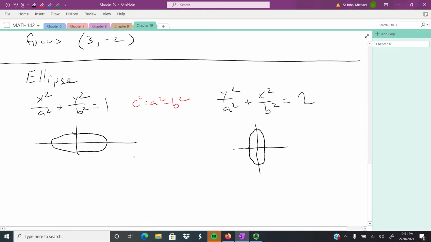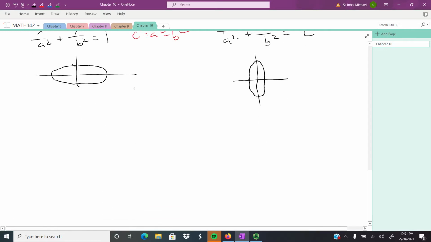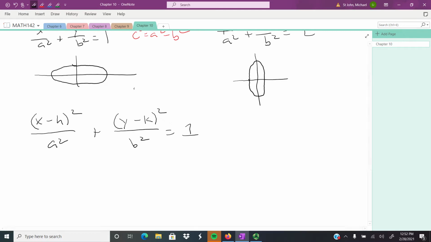Then we could turn to the more general form, and so now we've got (x minus h) squared over a squared plus (y minus k) squared over b squared equals 1, or we could have it this way, (x minus h) squared over b squared plus (y minus k) squared over a squared equals 1.